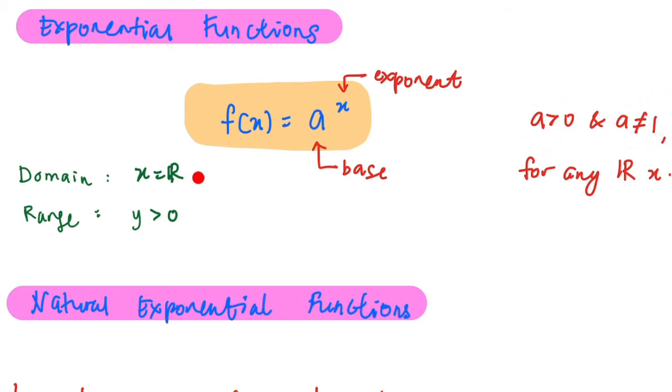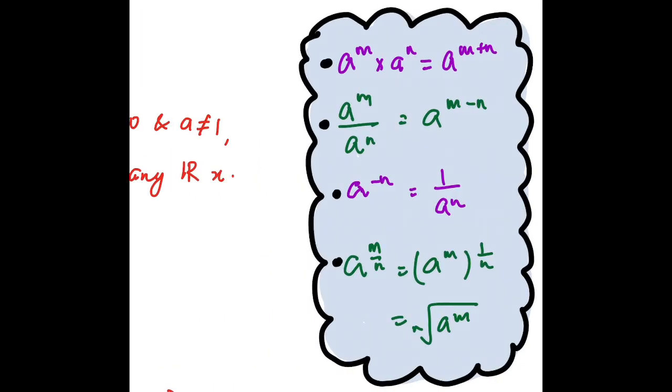So when we graph later on, you can see that the domain is all real numbers, while the range is y more than 0. Next, let's go through a few rules on exponentials. The first one, a to the power of m multiply a to the power of n. If you see the same base, we can just combine with the power, you must add them up.